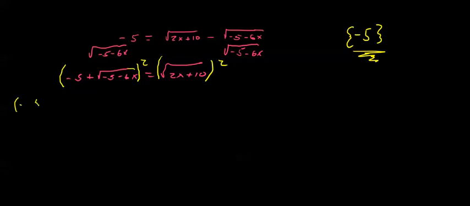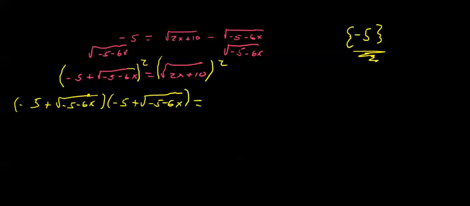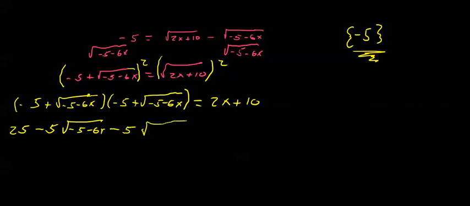So now we have -5 plus the square root, times -5 plus the square root of -5 minus 6x, equals 2x plus 10. And then we get -5 times -5, 25. Minus 5 times the radical, -5 minus 6x, minus 5 times the radical.